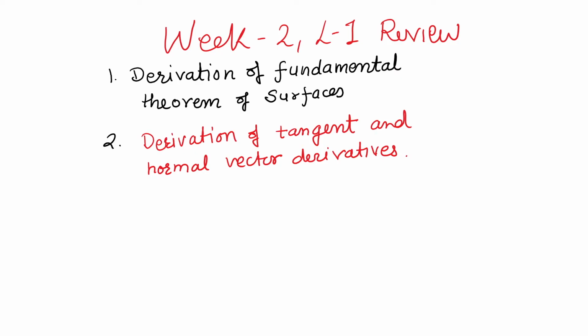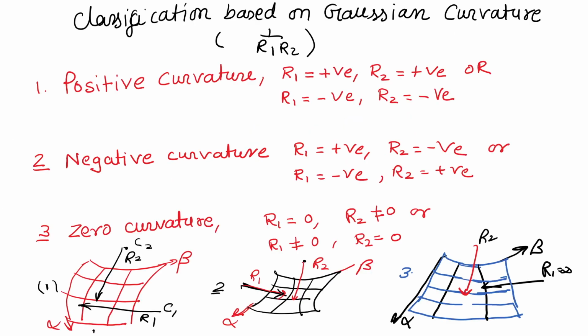Basically, in week 2, lecture 1, we covered the basic derivations of the fundamental theorems of surfaces. Then I derived the derivatives of tangent vectors, basically the theorem of Codazzi and the Weingarten formulas. Then I derived the Gauss theorem. In the last lecture, the term 1/(R1 R2) is known as the Gaussian curvature.